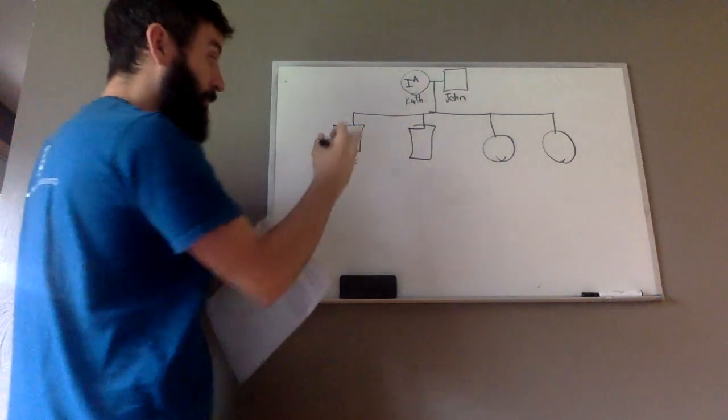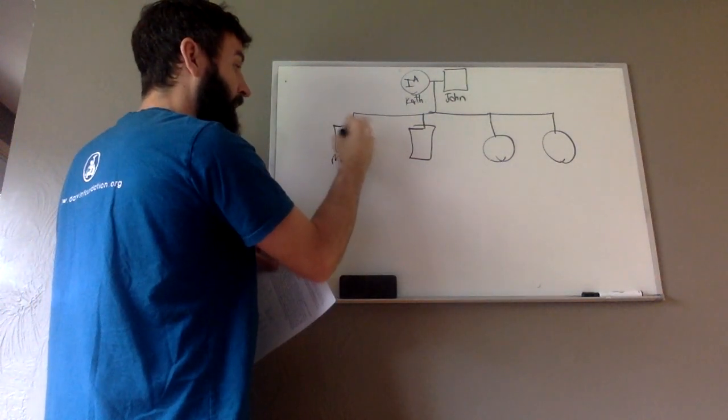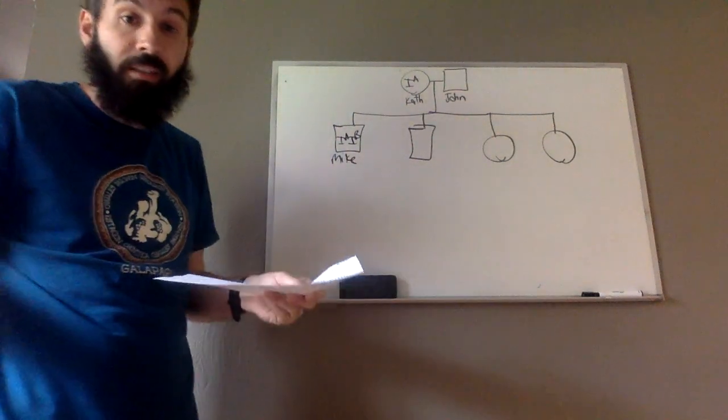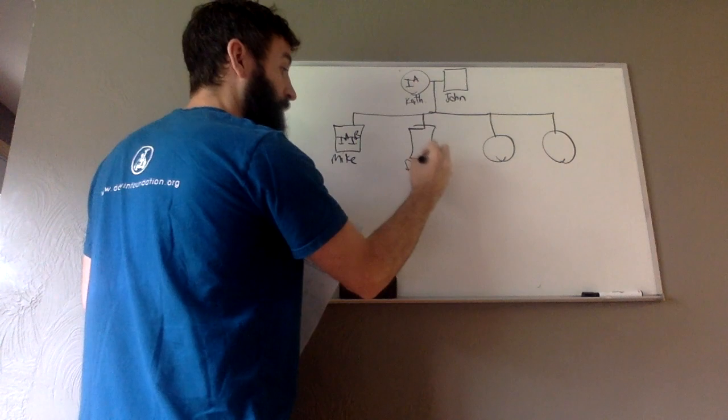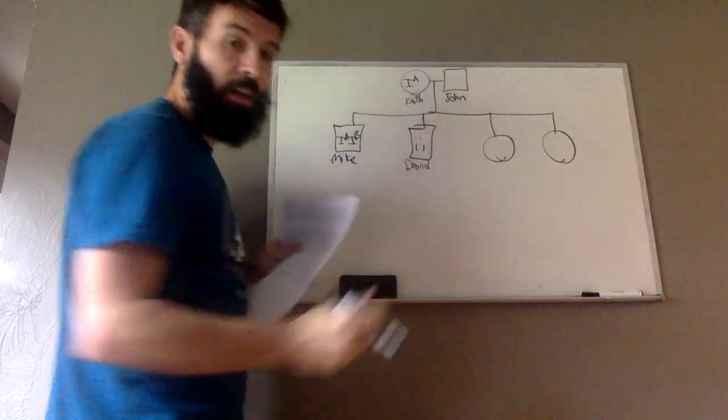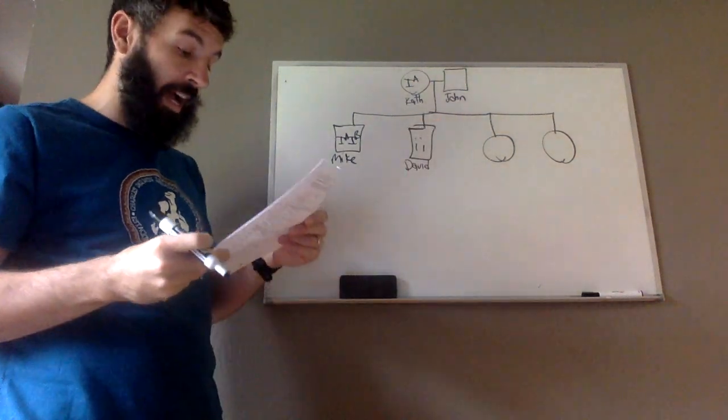Mike has blood type AB. So I'm going to write IA, IB. I know his genotype. That's the only way it could be. David has blood type O. We know his genotype is ii.